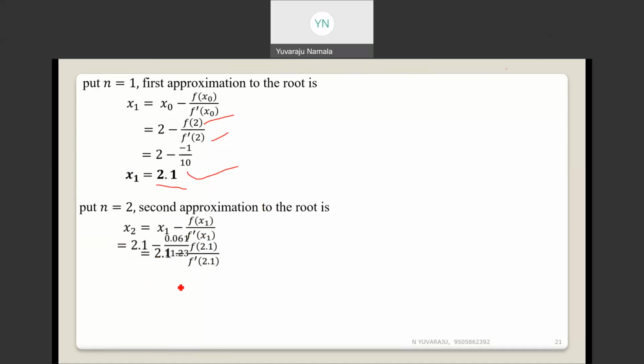So that is equal to 2.1 minus f of 2.1, meaning in the given function f of x, substituting x is equal to 2.1, simplification getting 0.061. Similarly f dash of 2.1, already found f dash of x, substituting 2.1 we get 11.2523. Simplification, this is the second approximation value, x2 is equal to 2.0945681.